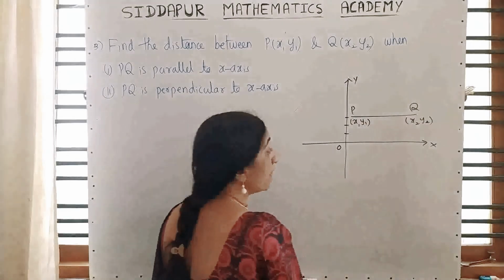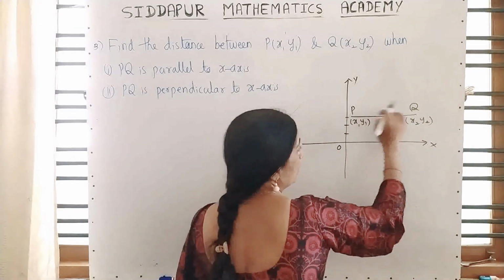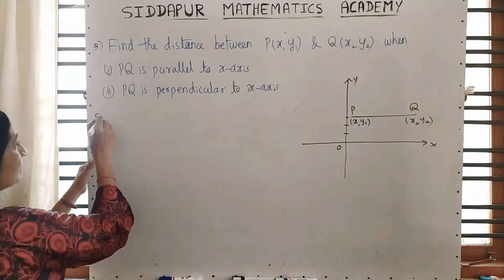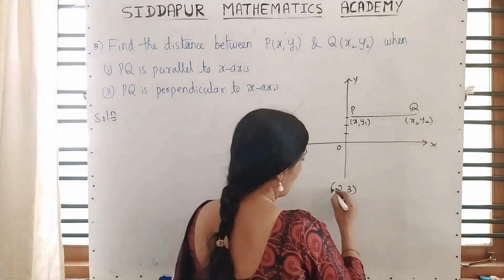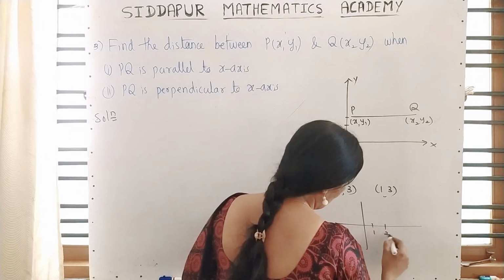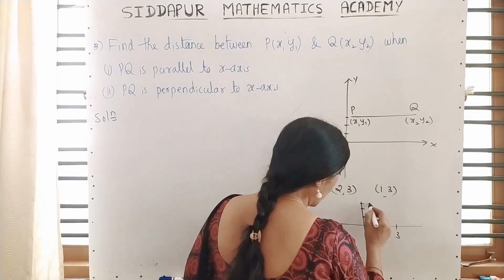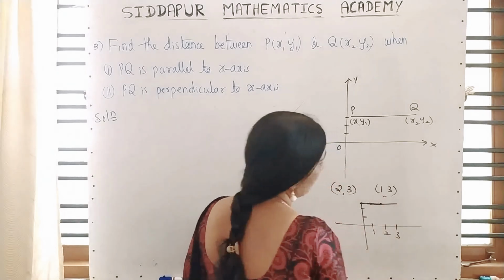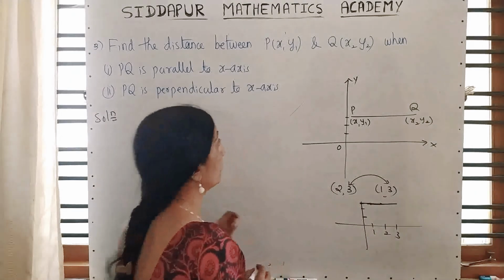If it is parallel to x-axis, means here its y value throughout is same, only x is different. So here, if I give the number 2, 3 and 1, 3, where it comes? This is 1, 2, 3. This is 1, 2, 3. First one I will mark 1, 3. Second one 2, 3. See, if you join, is it parallel to x-axis? What you are observing, their y values are same.